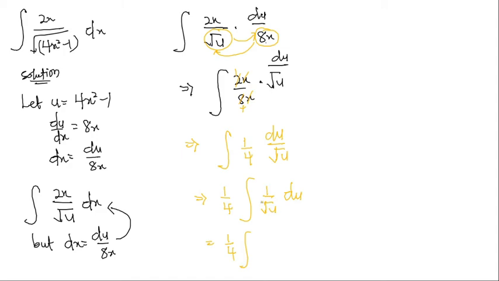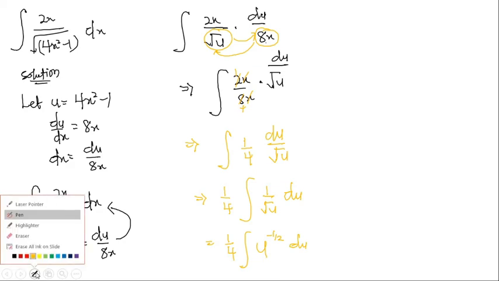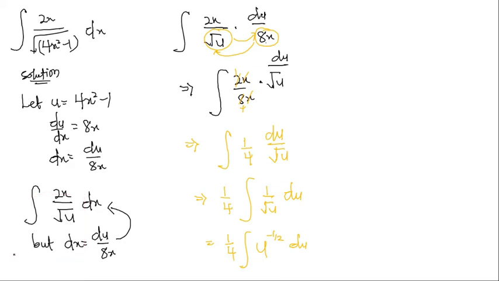Let's write it in a linear form. So if we bring the u to the top, it will become u raised to the power negative half. Root u is u raised to the power half, but because it is inverse and we want to write it in a linear form, if we send it up, it will become negative half, then du. So from here we can go ahead and integrate to get our answer. Let me use black so that you can see clearly.